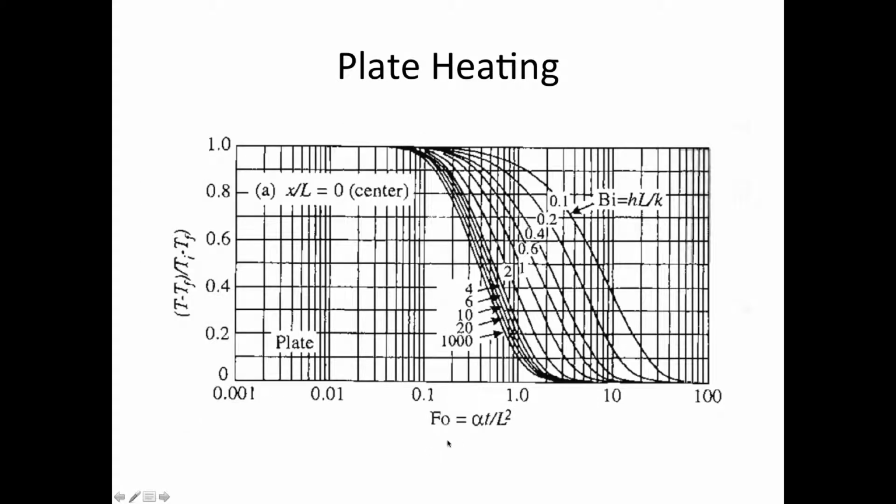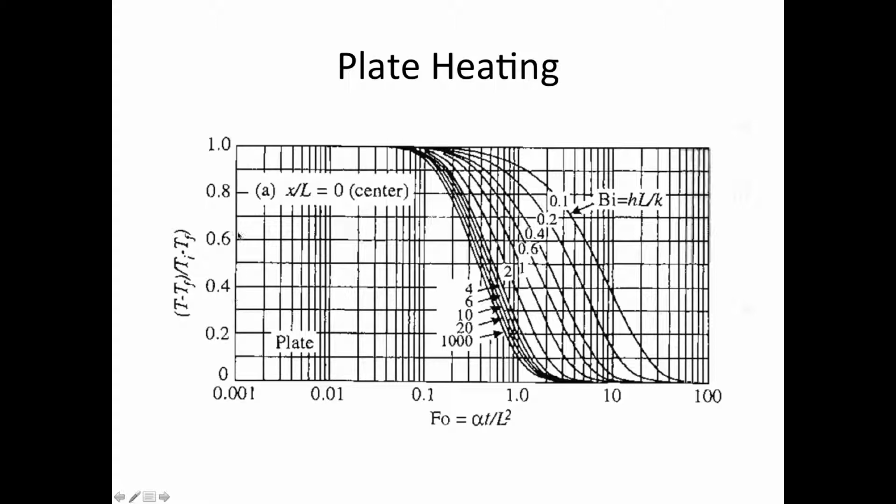And what we do is we pick a Fourier number, and then we find the Biot number that corresponds to that Fourier number, and then we read off a dimensionless temperature. And you do that for both the plate and the cylinder, being sure that the Fourier number used for the plate, you convert it to a time, and then you use that time to find the Fourier number for your cylinder, because they're not going to be the same.